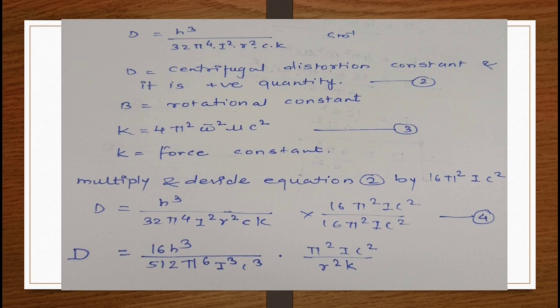So I have written all the values: 16 h cube divided by 32 into 16 is equal to 512. Pi raised to 4 into pi raised to 2 is pi raised to 6. Then I raised to 2 into I is I cube, and c into c square is c cube. So the remaining values will be written as they are, this pi square I c square here, divided by r square into k. This r square is taken here and k is okay. So this is the equation of d. We have to simplify it again.